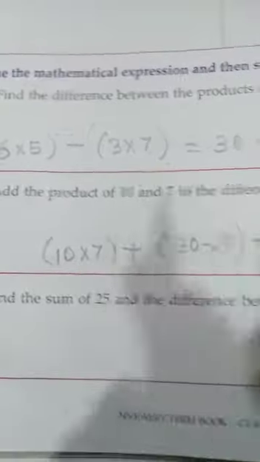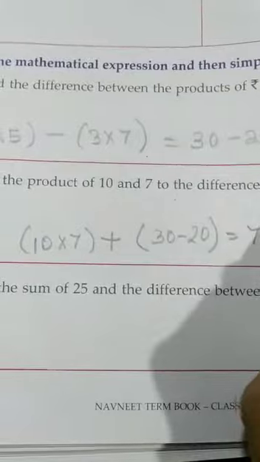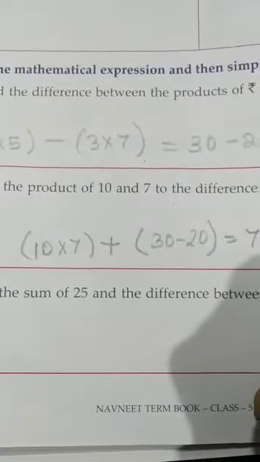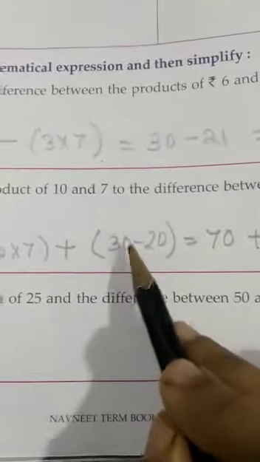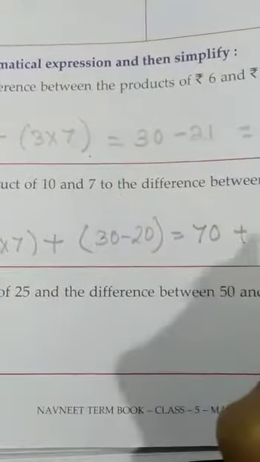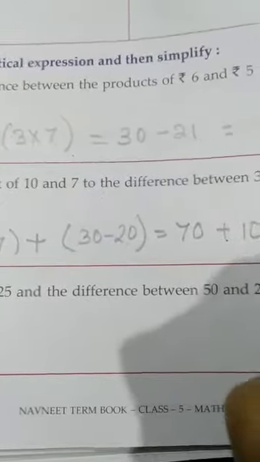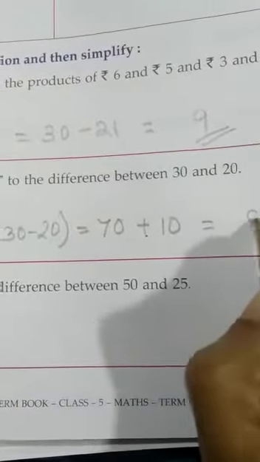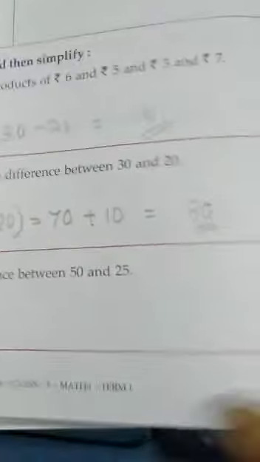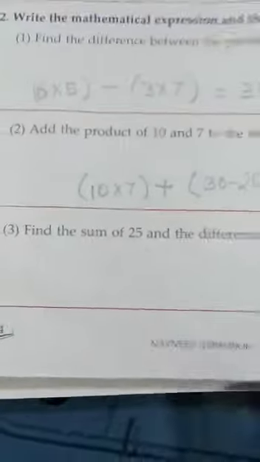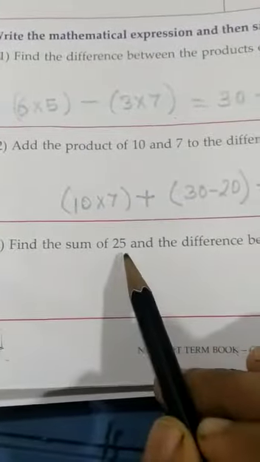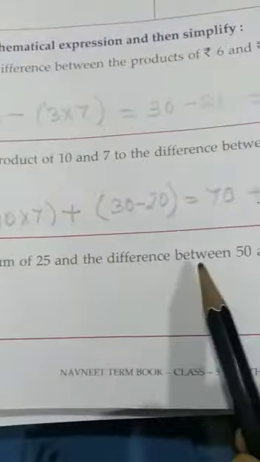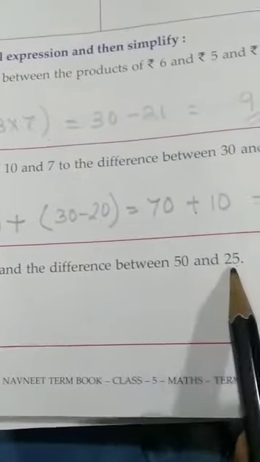10 into 7 is, 10 7s are 70. And plus, what is 30 minus 20? You will get 10. Okay. So what you got? 70 plus 10 will give you 80. So 80 is the answer. Okay, simplifying.